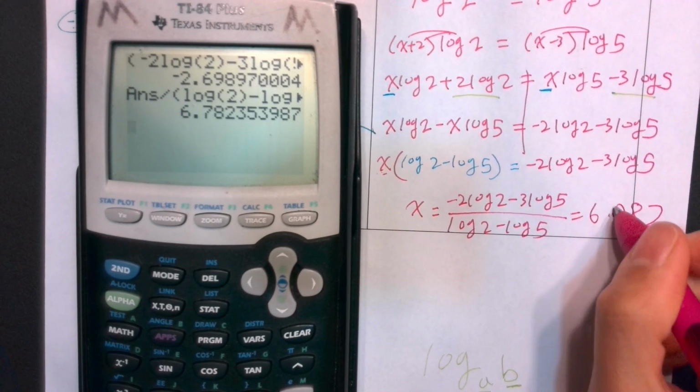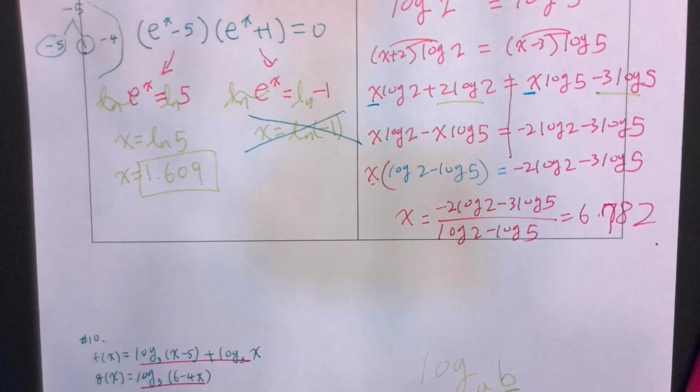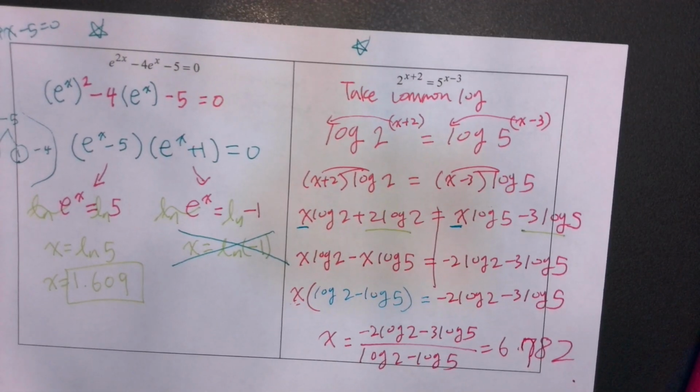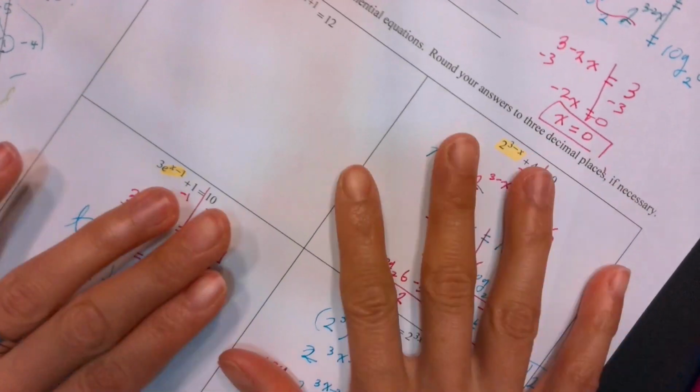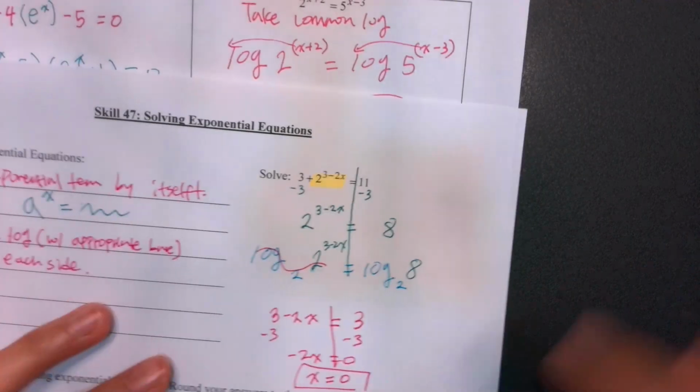6.782. This would have been a great problem to try. I'll give you candy if you got it right type of problem. Okay. All right, so that is the end of skill 47. I mean, the basic ones are pretty easy. There are just a lot of exceptions.